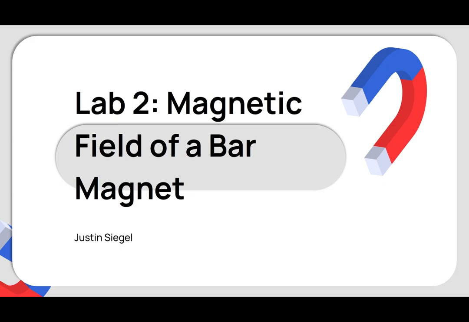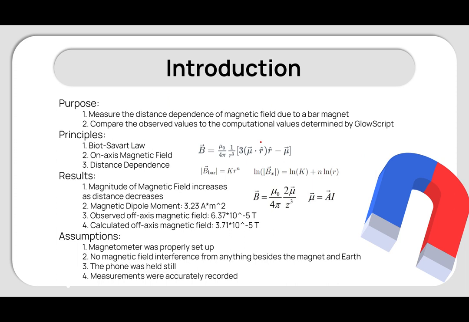Magnetic Field of a Bar Magnet by Justin Siegel. The purpose of this experiment was to measure the distance dependence of a magnetic field due to a bar magnet. We also want to compare the observed values to the computational values determined by GlowScript.